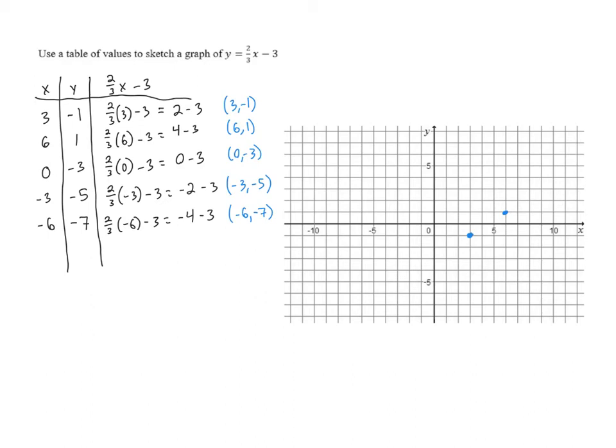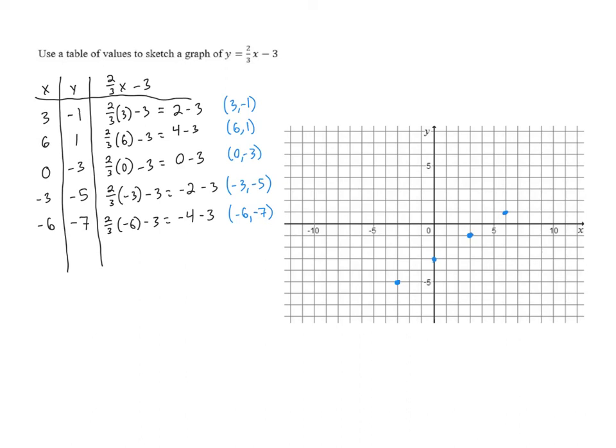The third point is 0, -3. Because the x-coordinate's 0, we're not going to the left or to the right at all. We're staying right there and then going down 3. So this is going to be on the y-axis at -3. The fourth point is at -3, -5. So because x is -3, we go to the left 3, and y is -5, so we go down 5. That point is going to be right here.